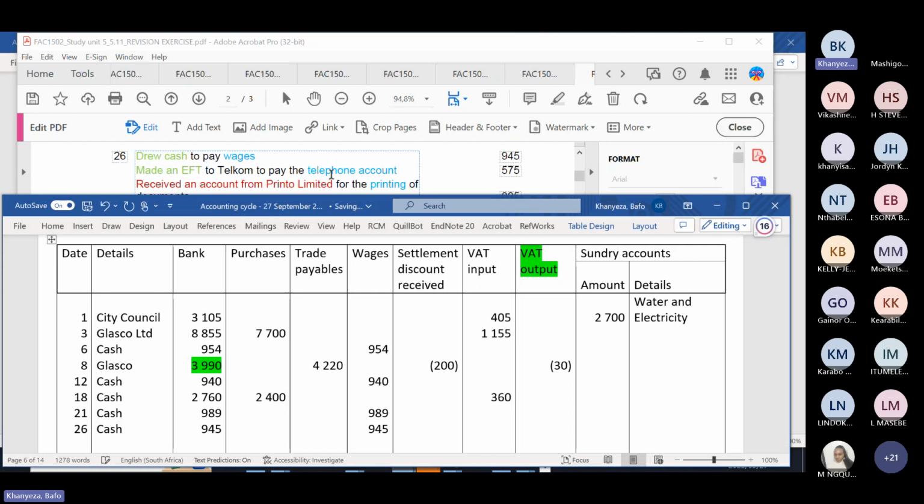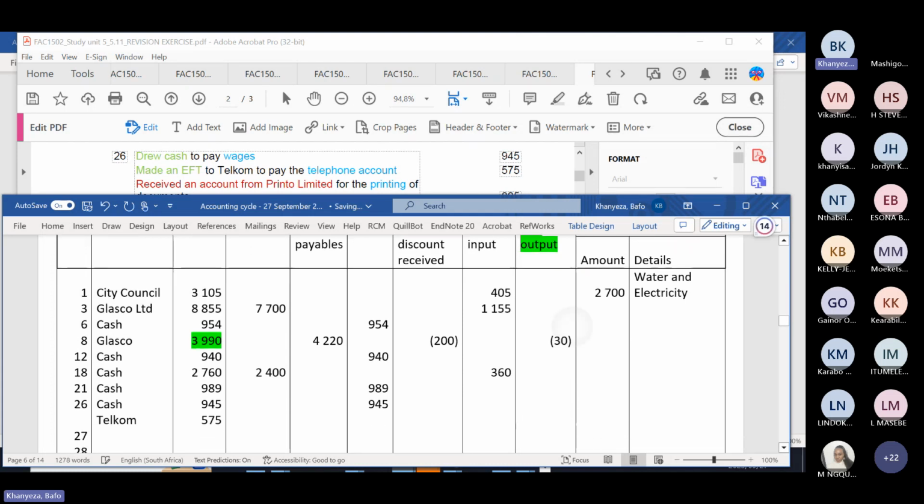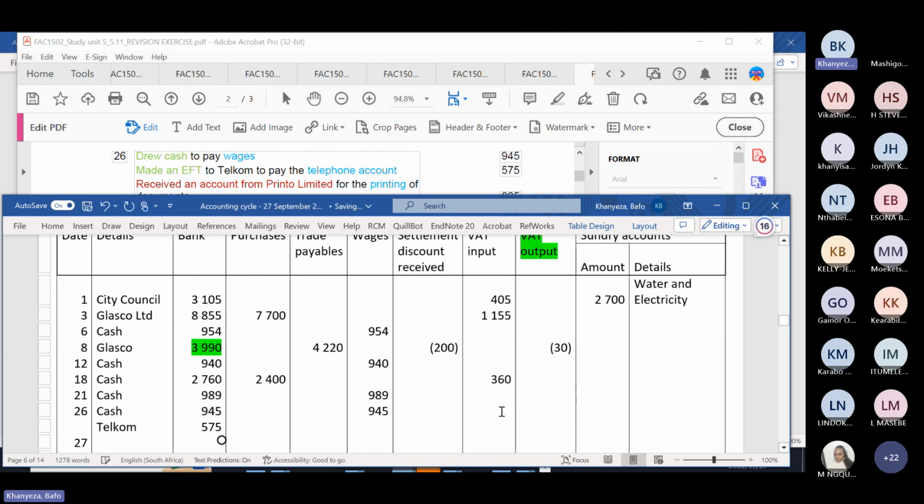Made an EFT to pay Telkom a telephone account. It's another payment again, so it's not a general journal. The payee is Telkom, 575, in total. Then you'll have to split the VAT, because this is a cash payment journal, so it's going to be an input VAT. How much was our input VAT? It was 75.